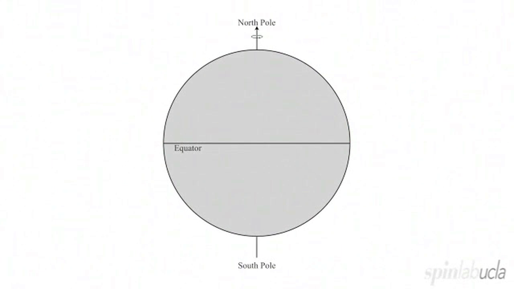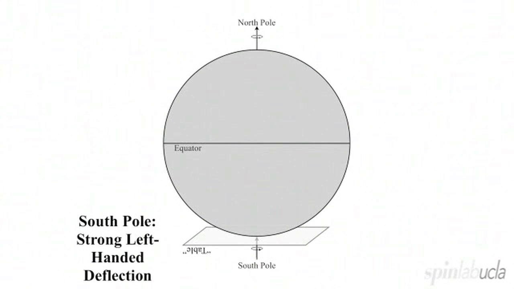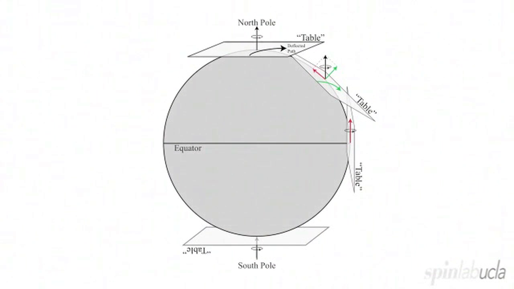Lastly, if we put the table down at the South Pole, you could see the table is now so-called upside down with respect to the rotation vector. The rotation vector now points into the table, whereas at the North Pole it's pointing out of the table. So there's still a very strong Coriolis deflection there, but it's left-handed now. It's off to the left instead of off to the right. So Coriolis goes from strong at the poles to zero at the equator to strong again at the other pole.